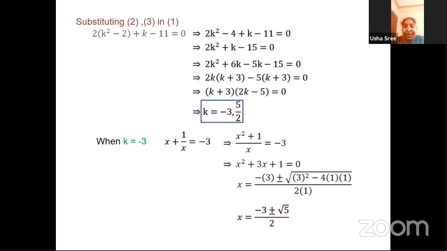Yesterday I was mentioning a point. Always irrational roots occur in pairs. What do I mean when I say pairs? Pairs are nothing but conjugates. So the values you have here are minus 3 plus root 5 by 2 and minus 3 minus root 5 by 2. Now the next case we look into is k is equal to 5 by 2.